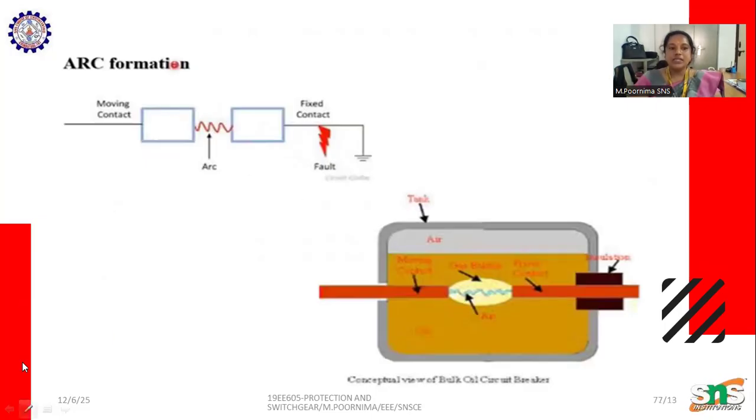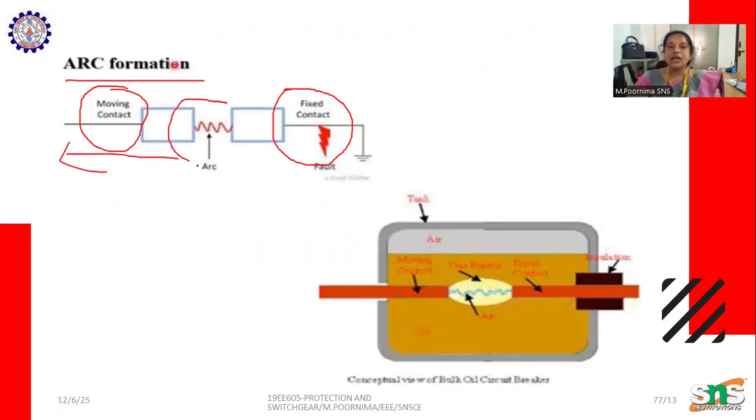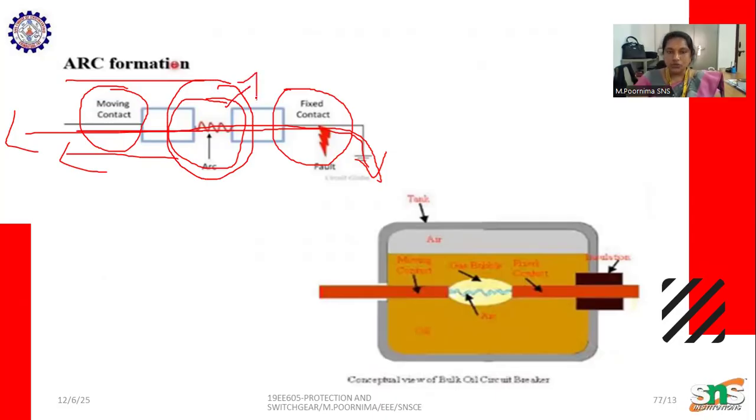And here we can see the arc phenomenon, how the arc is formed. Here we know that this is a moving contact and this is a fixed contact. So when this moving contact moves, what happens? Here the arc is produced. There is a flow of current, of electrons, through the contacts. When suddenly this moving contact moves, the arc is produced, because the resistive path is very low.